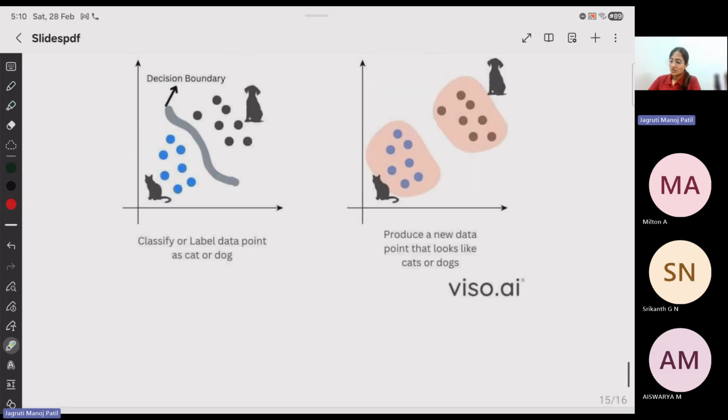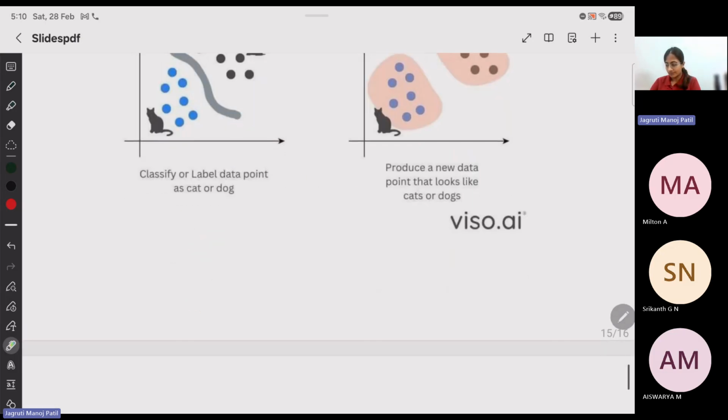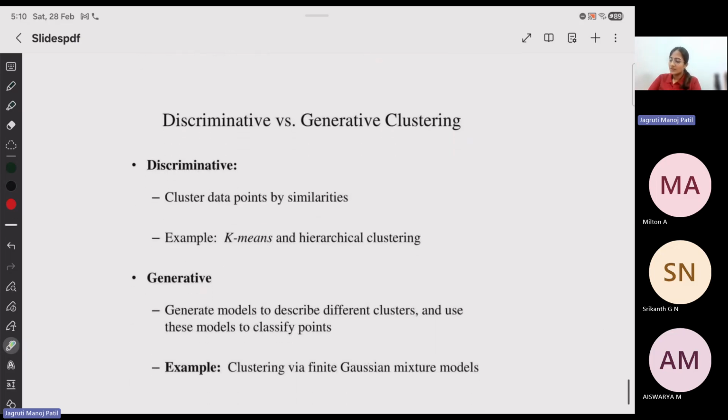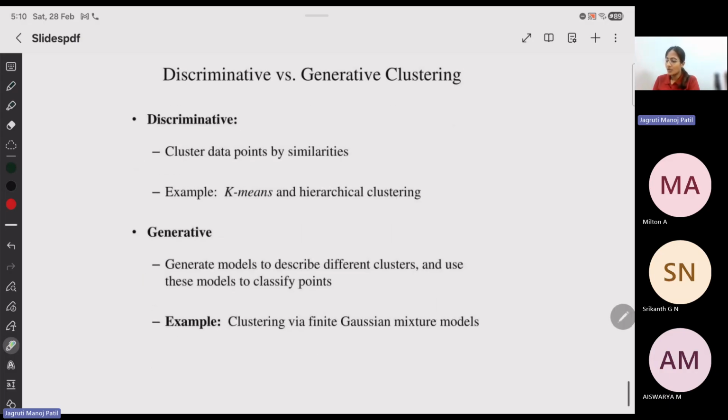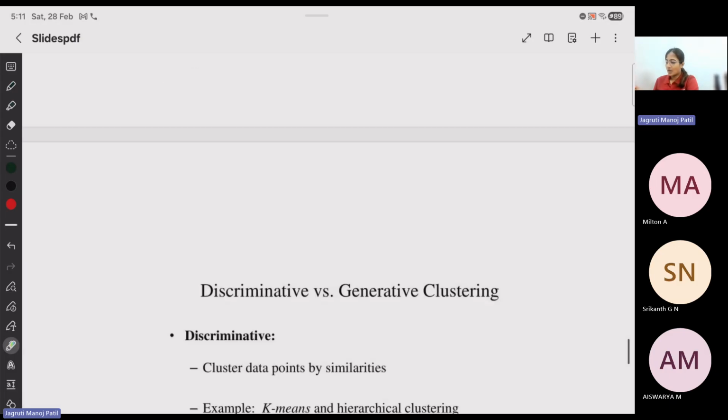So one is based on joint probability, another is based on, sorry, cumulative one. Okay, so here this will try and cluster based on similarities. Your k-means is something like a discriminative model, your hierarchical clustering too, whereas generative based learning is nothing but autoencoders and those. So you generate models to describe different clusters and use them to classify the points. You can also have different Gaussian mixture models, or different generative learner models, and you can do it using them. Okay, so that's all about this lecture.